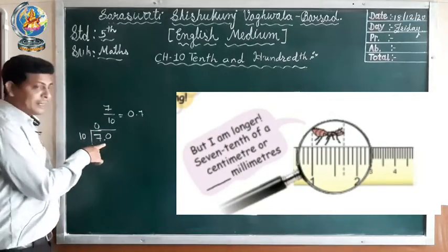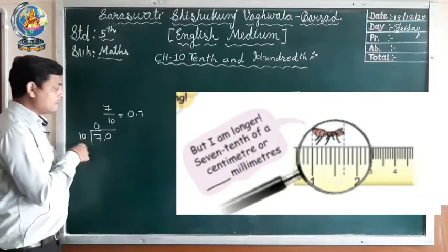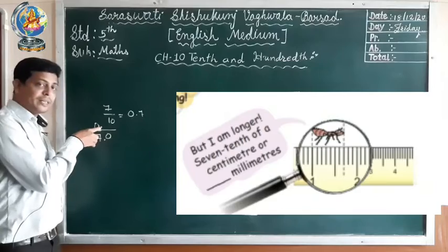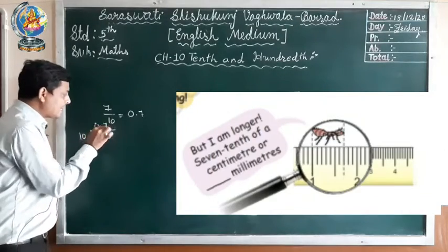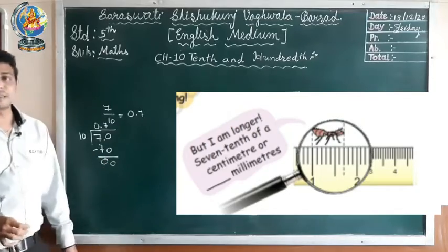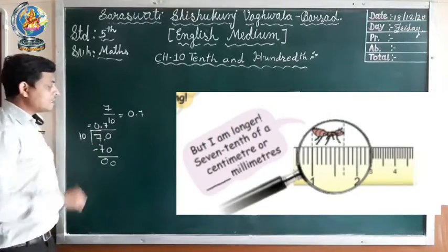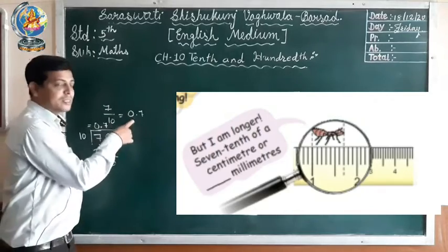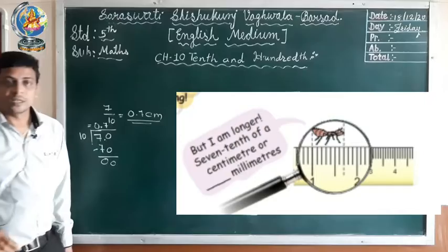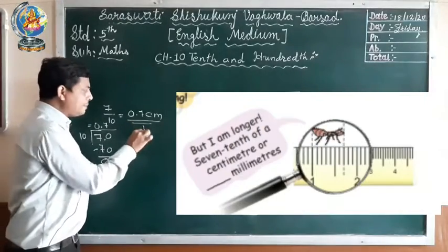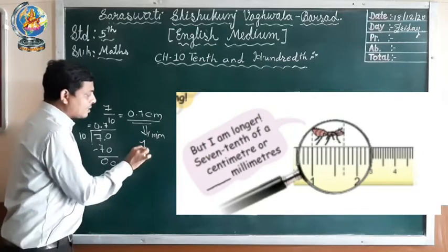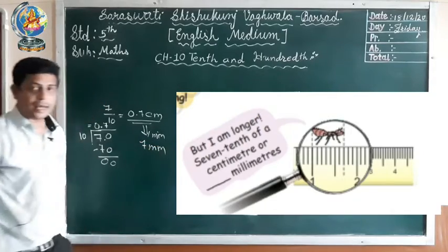Okay. Now 70. In the 10 table when 70 comes, 7 tens are 70, and the decimal is there, so we are also putting a decimal here. Okay. And when we subtract it, we get remainder 0. So what is our answer? 0.7. So that's why here 0.7. We can write it in centimeter. Okay. And if you want to write in millimeter, means mm, then the answer is 7 mm.